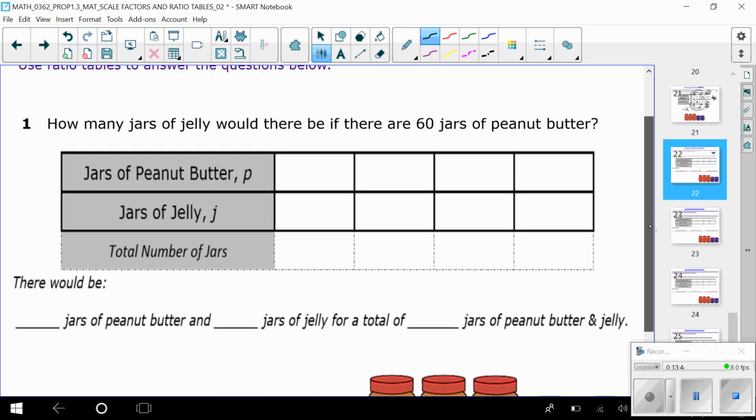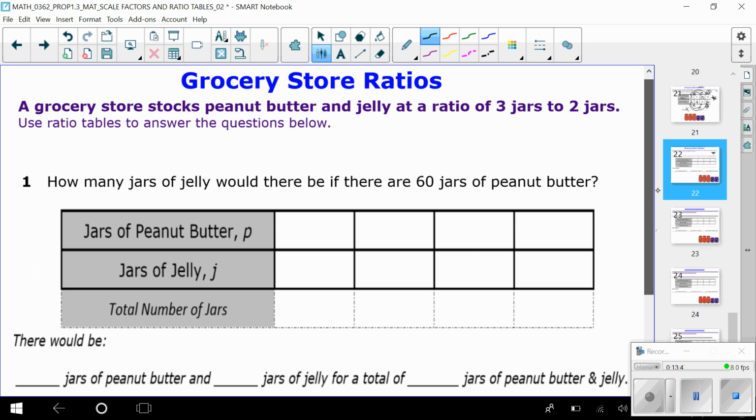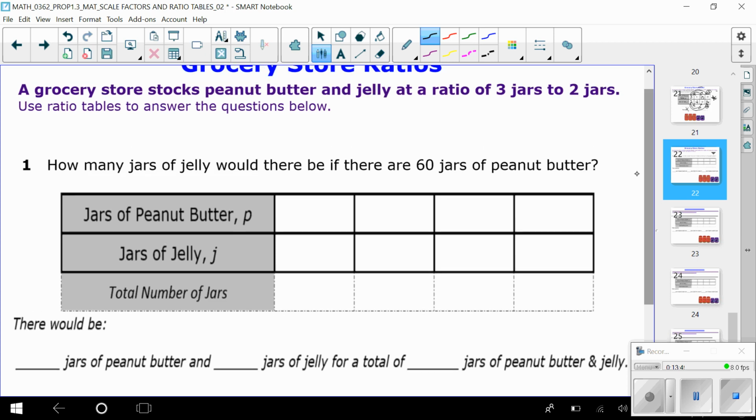So here we go. We're going to do this one together, and then I think you can do the rest on your own. So it says that a grocery store stocks peanut butter and jelly at a ratio of 3 jars of peanut butter to 2 jars of jelly. Okay, this is going to come back into what we talked about yesterday in class. You have a total number of 5 jars, right? So then I want to know how many jars of jelly there would be if I had 60 jars of peanut butter.